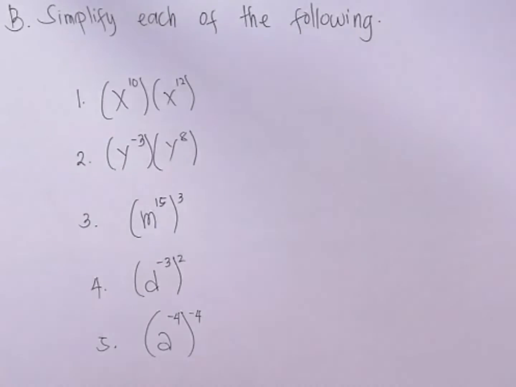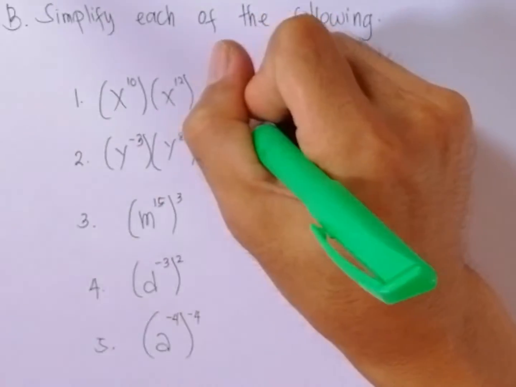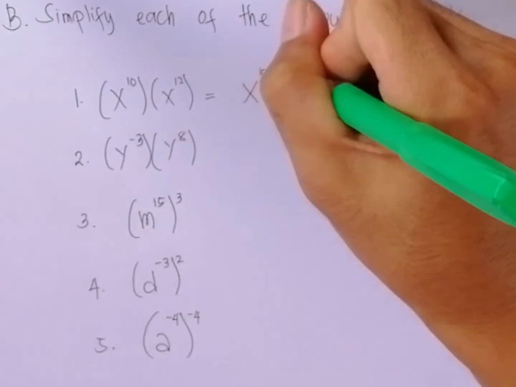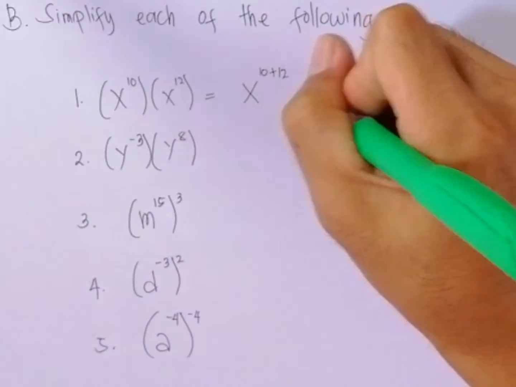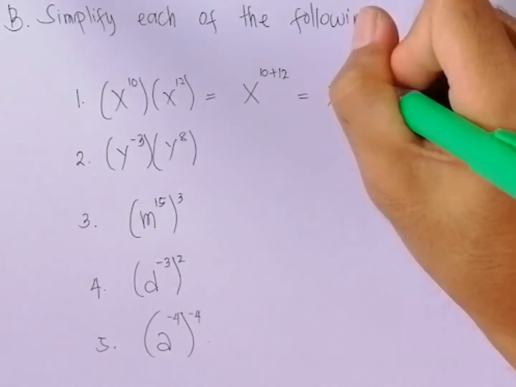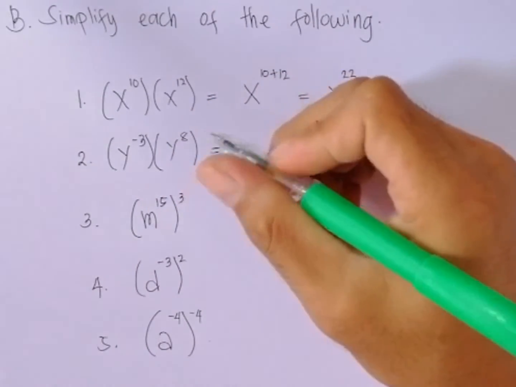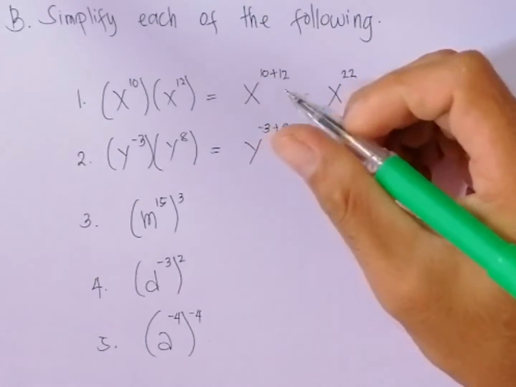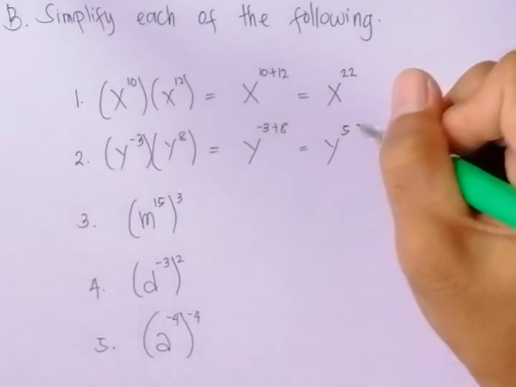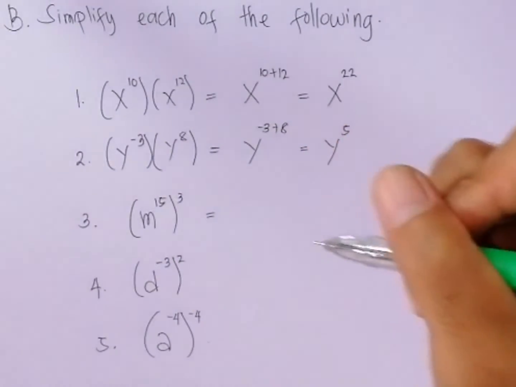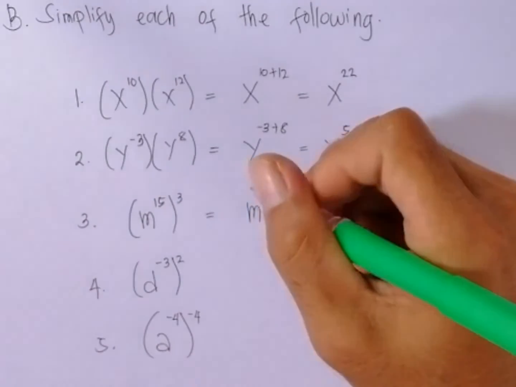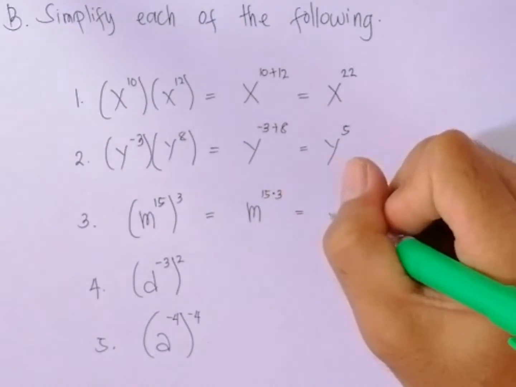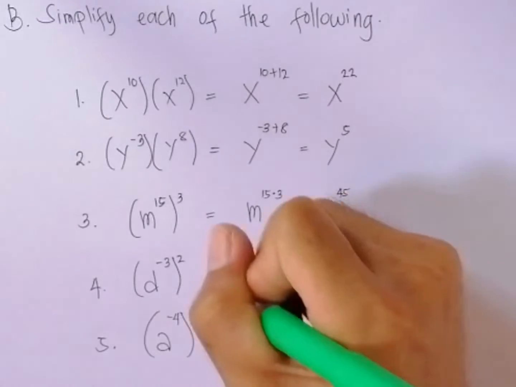Simplify each of the following. Number 1, that is x raised to the power of 10 plus 12, and that is equal to x raised to the power of 22. Number 2, that is y raised to the power of negative 3 plus 8, and that is equal to y raised to the power of 5. Number 3, m raised to the power of 15 times 3, that is equal to m raised to the power of 45.